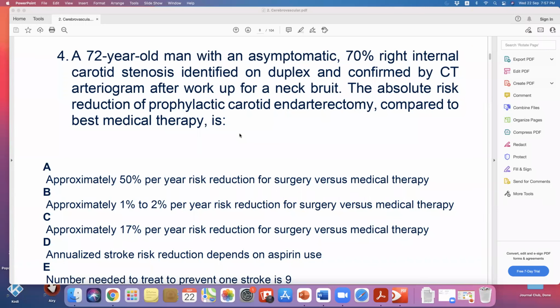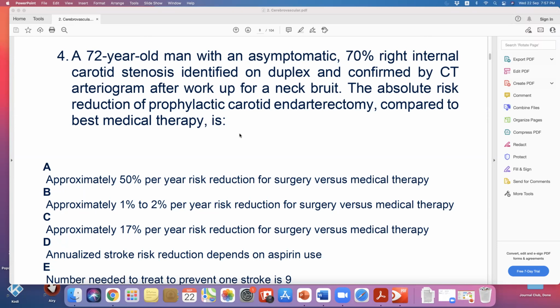The stroke rate with carotid endarterectomy is about 6%, and with medical treatment about 12% or something like this. That's correct, almost 50%. But this is in 5 years, remember. The study was 5 years.